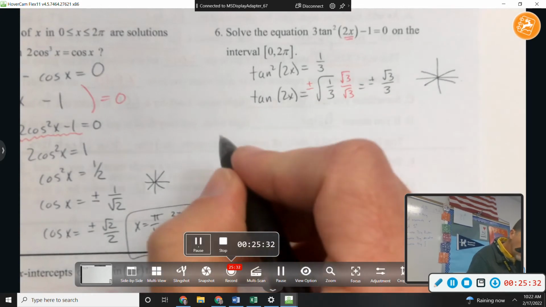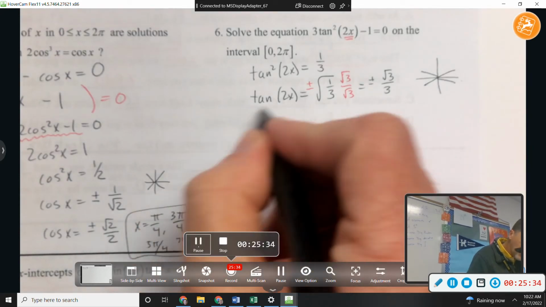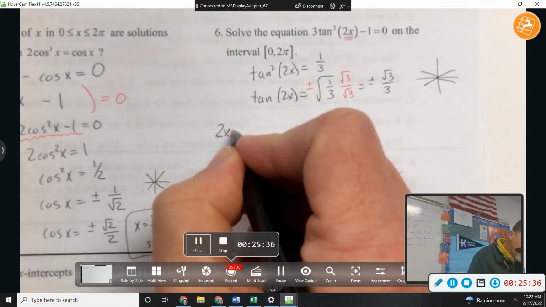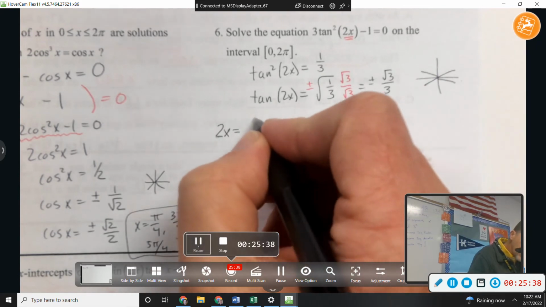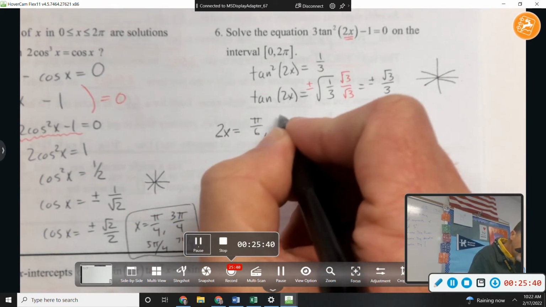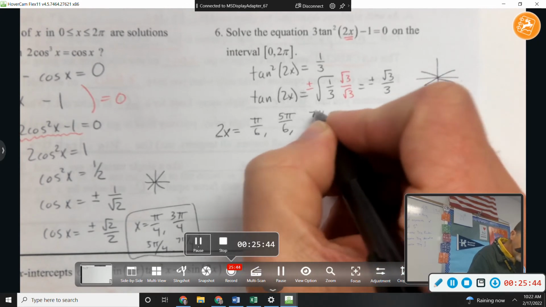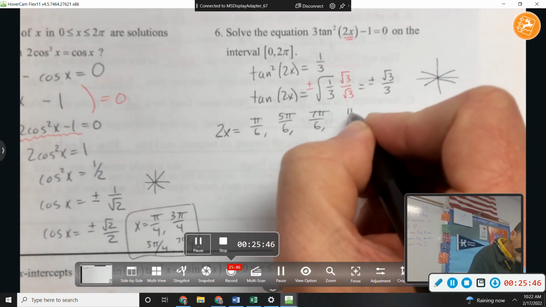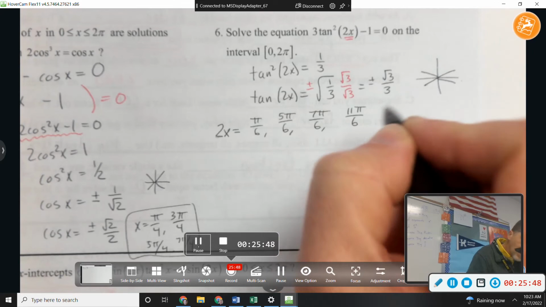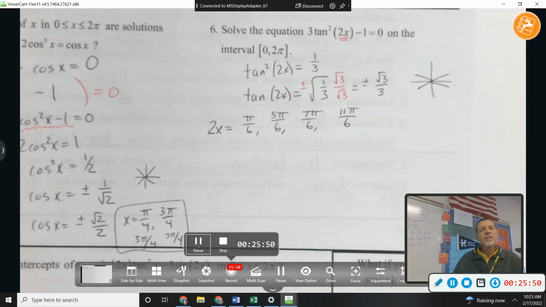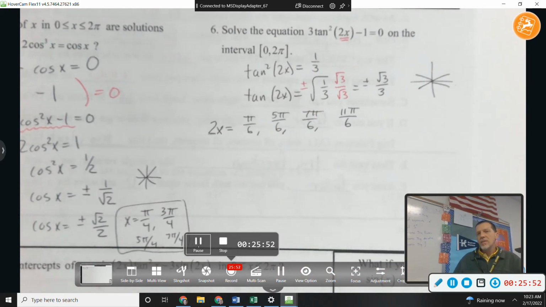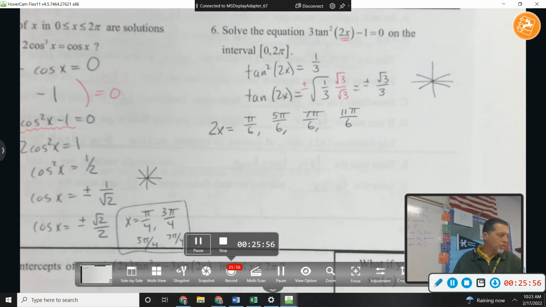Although, goodness, there's going to be a lot of answers because of that 2x. So pi over 6, 5 pi over 6, 7 pi over 6, 11 pi over 6. But I'm not done yet. How do I handle the 2, or what do I have to do because of the 2?